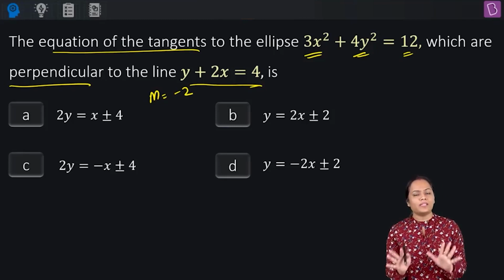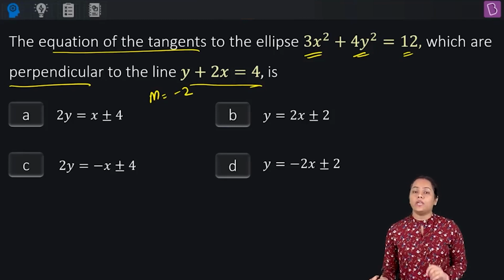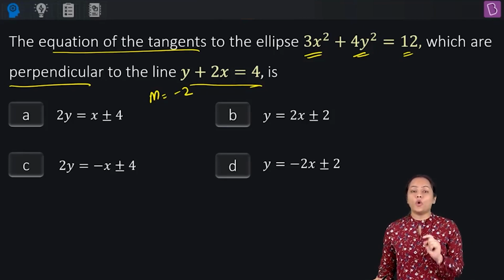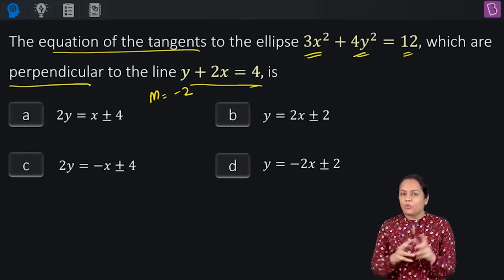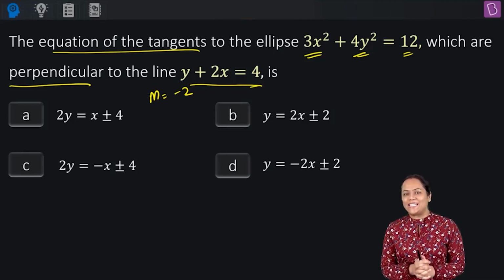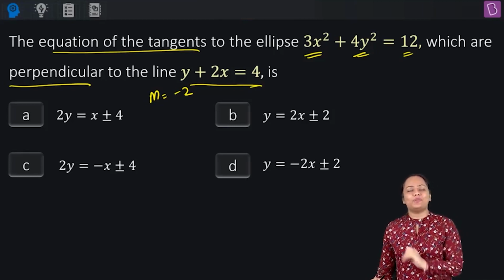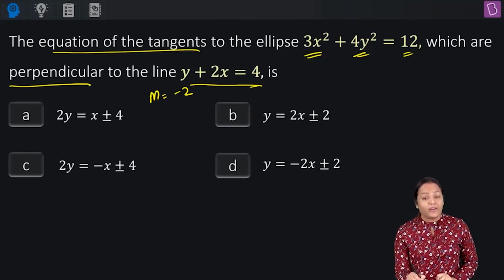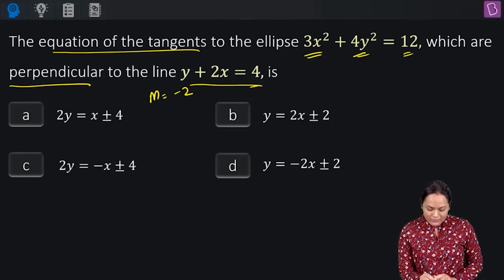Minus coefficient of x upon coefficient of y. Okay, so if my line is having slope minus 2, guys, can you quickly tell me what is the slope of tangent? Well, we have the relation. What is it? It is m1 m2 is equal to minus 1. That's correct.